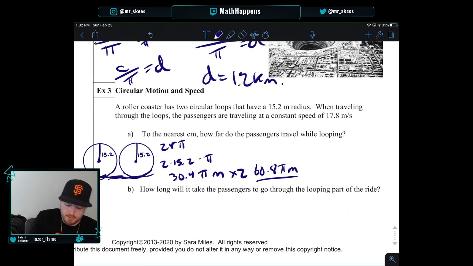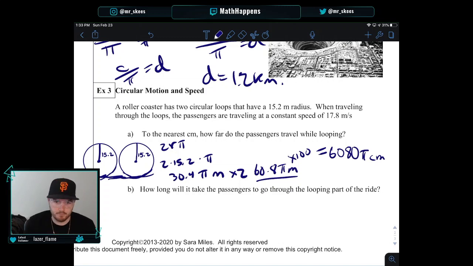That's in meters. So does anyone know how to go from meters to centimeters? There are 100 centimeters in 1 meter. So for every 1 meter, that's 100 centimeters. So multiply this by 100 to convert to centimeters. That's 6,080 pi centimeters, which is approximately 80 times pi.